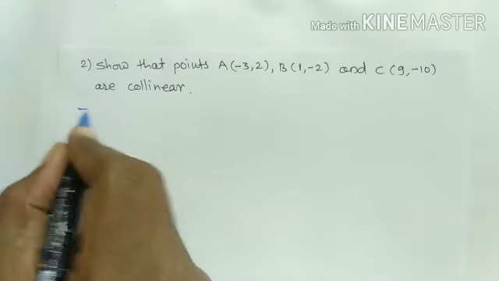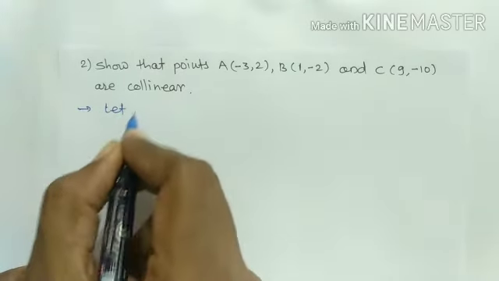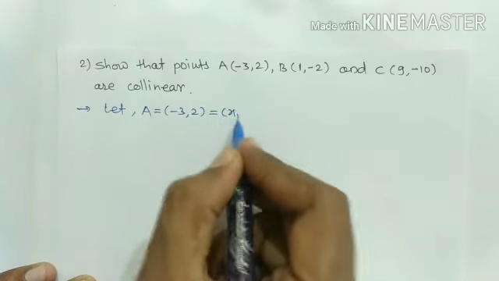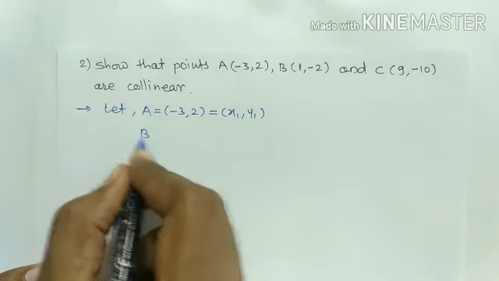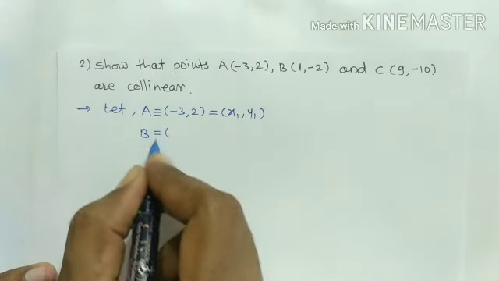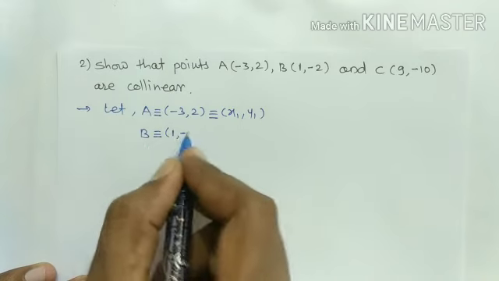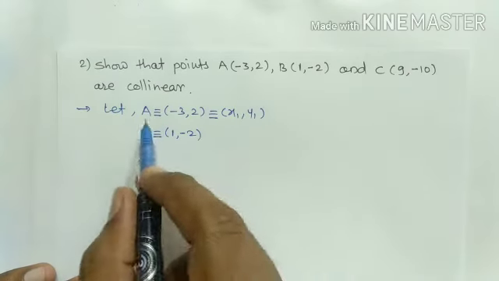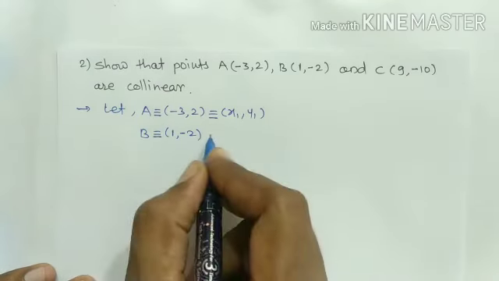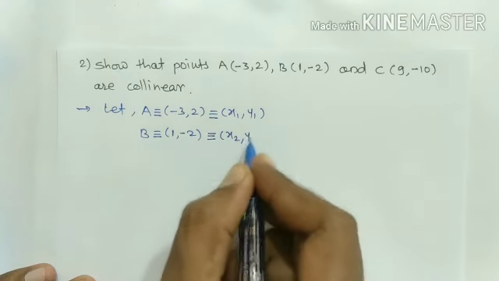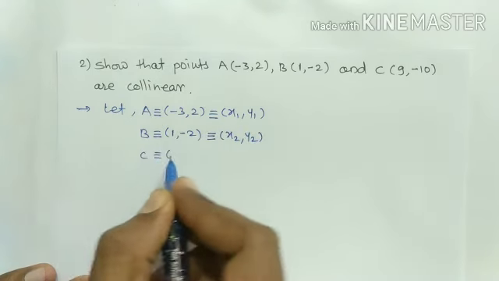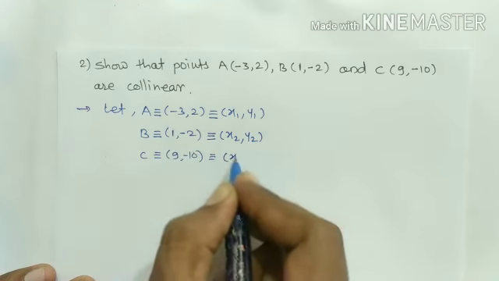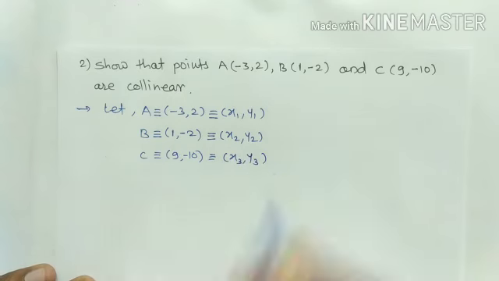Here let A correspond to -3, 2, which corresponds to x1, y1. B, this corresponds to the sign घेऊया 1, -2. आता आपल्या टेक्स्टबुकमध्ये दिलेलं नाही, त्यामुळे इक्वल जरी लिहिला तरी चालेल किंवा वर्डमध्ये लिहा कोऑर्डिनेट्स ऑफ पॉईंट ए, आणि हेही लिहिलं तर चालेल, नो प्रॉब्लेम. This x2, y2 and C एकदाच घेऊया तिन्ही 9, -2 corresponds to x3, y3.